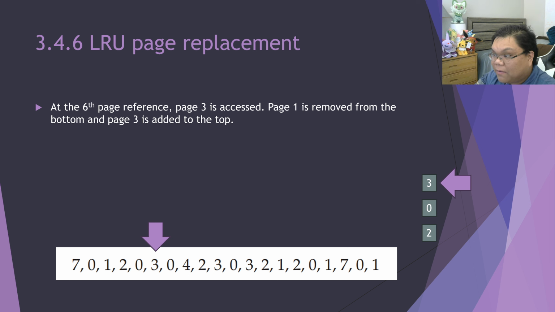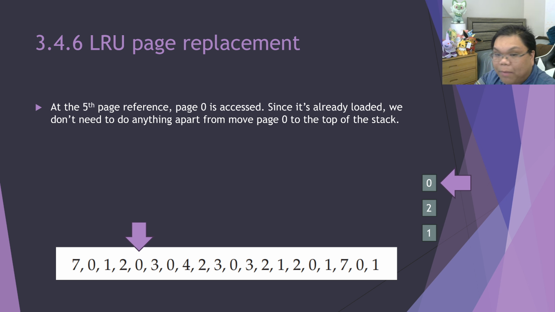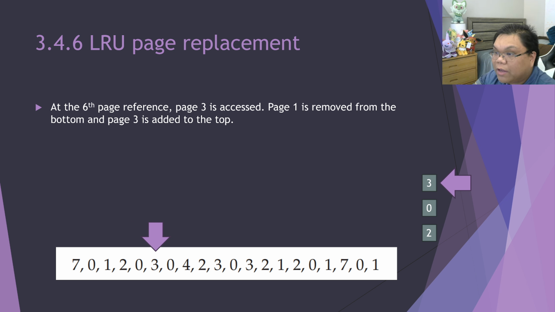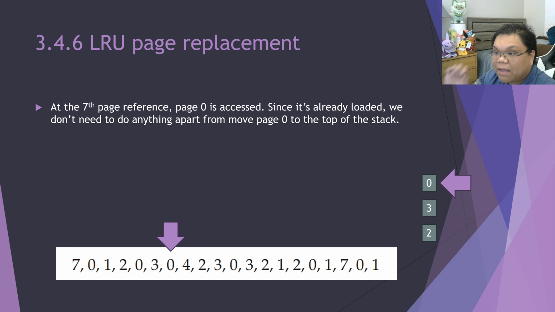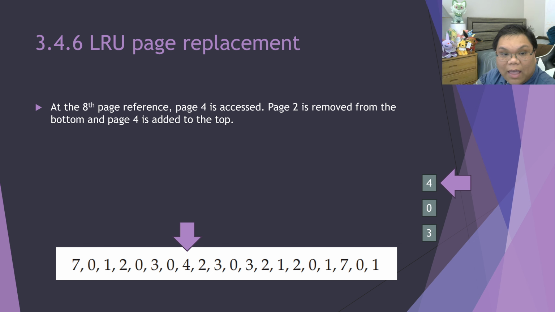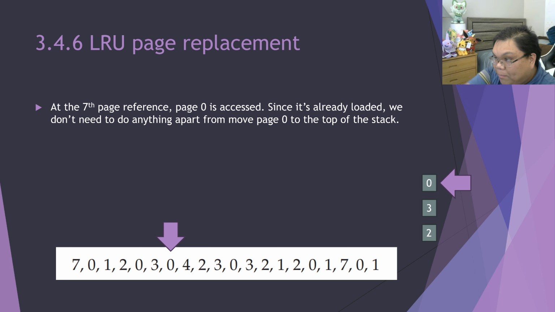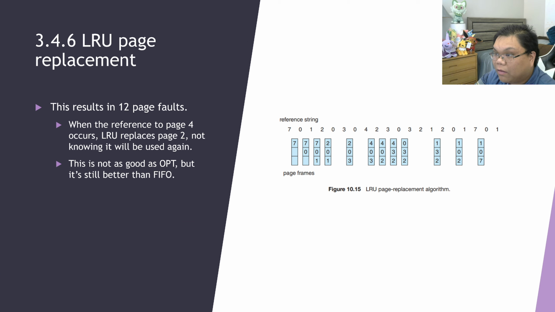At reference 6, we access page 3, so we pop page 1 and push page 3. At reference 7, we are accessing page 0 again, so we just move that to the top of the stack. At reference 8, we access page 4, so we pop page 2 and push page 4. We repeat this process again and again each time we access a new page. This results in 12 page faults. Not as good as OPT, but better than FIFO.